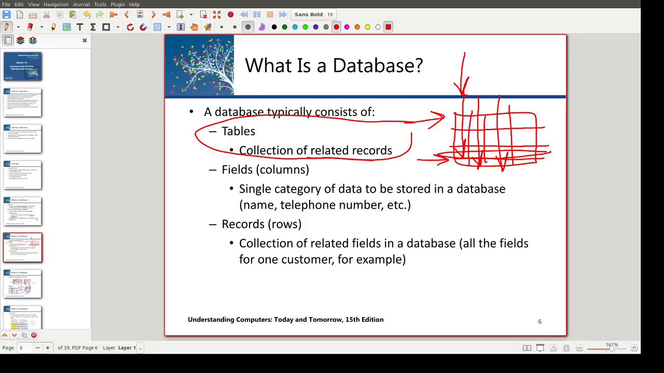So fields, or columns, are a single category of data to be stored in the database, like name, telephone number, and address, whatever. And the records, which are the rows, are a collection of related fields in the database, all the fields for one customer, for example. Okay.